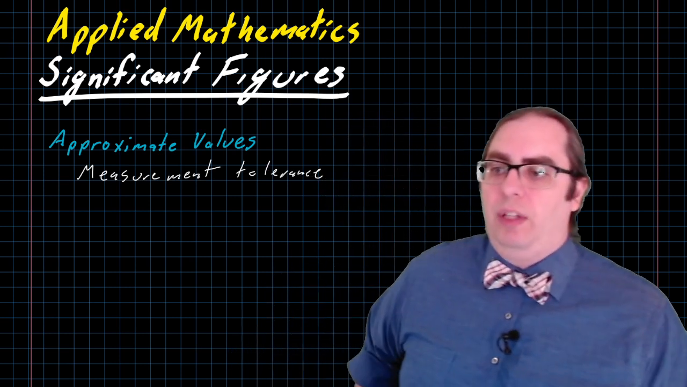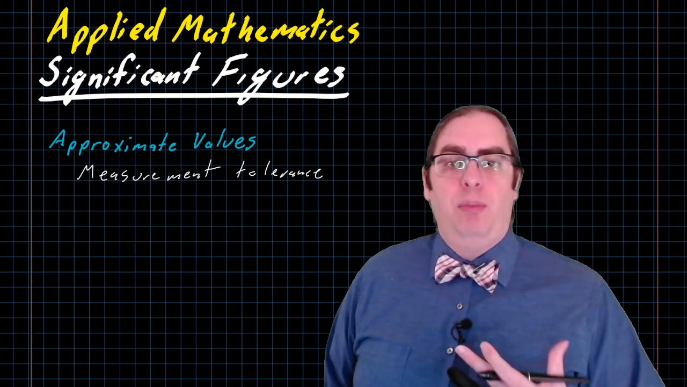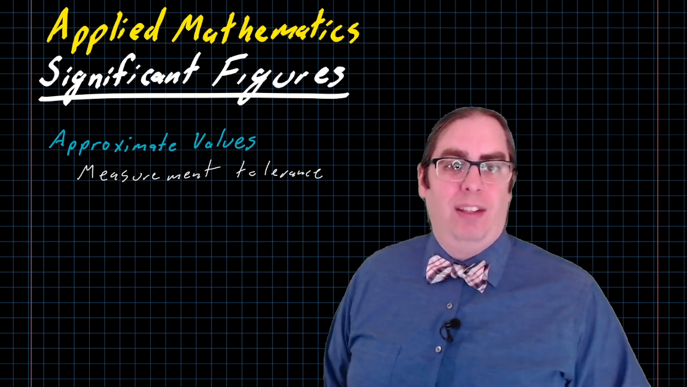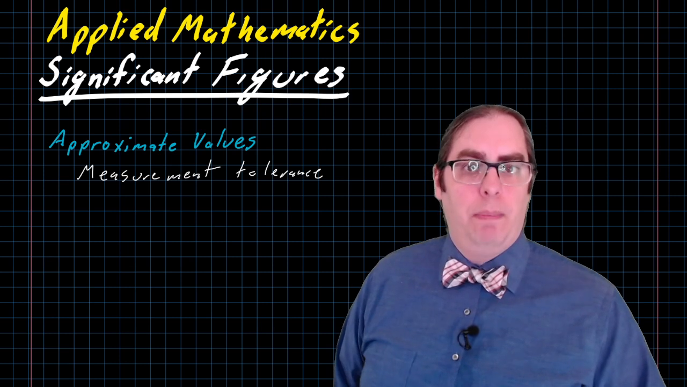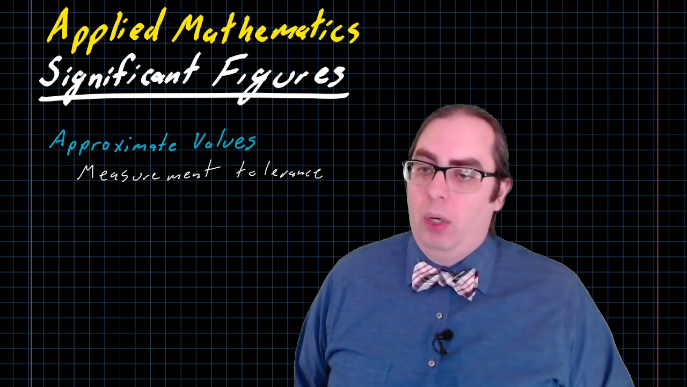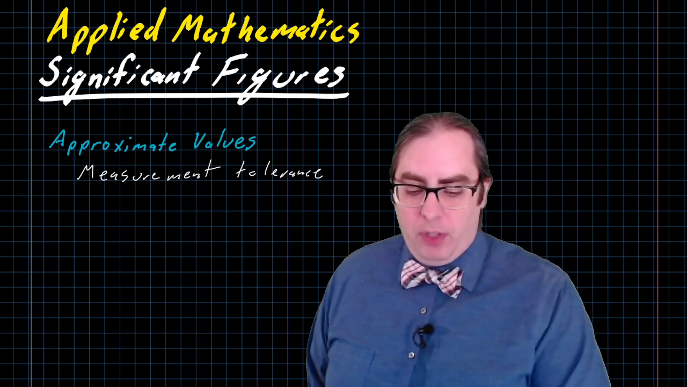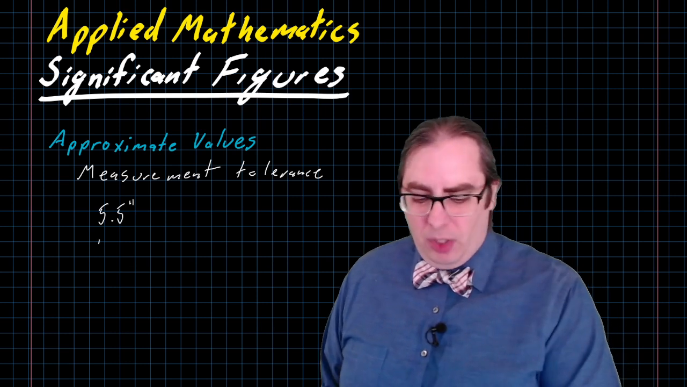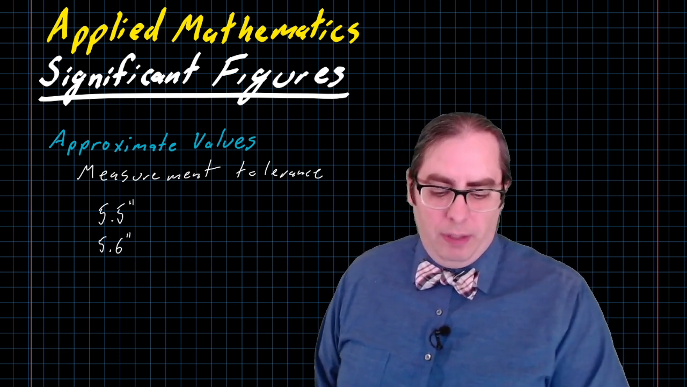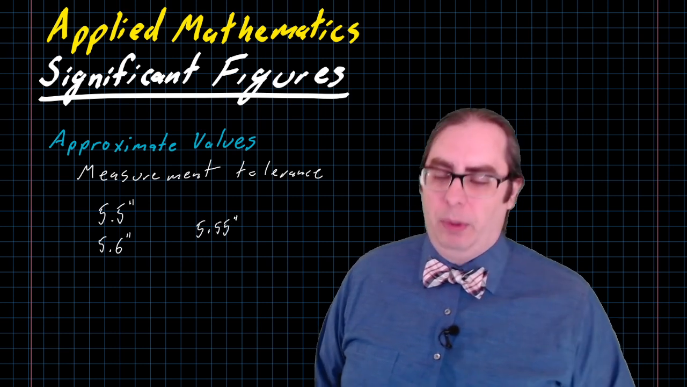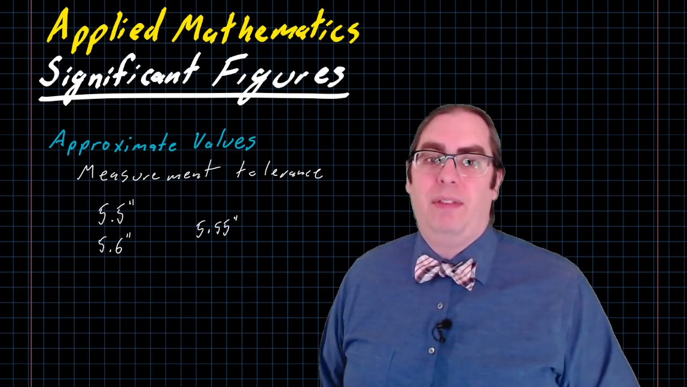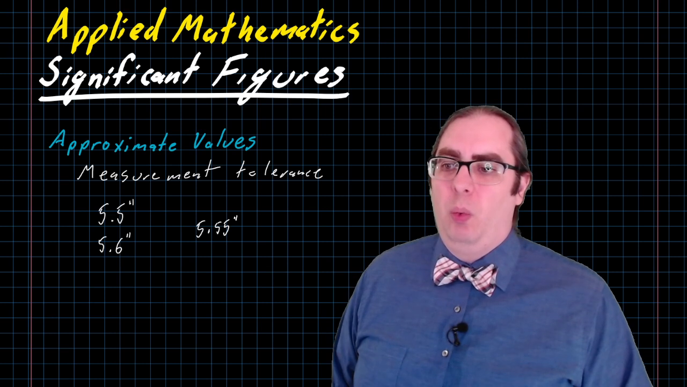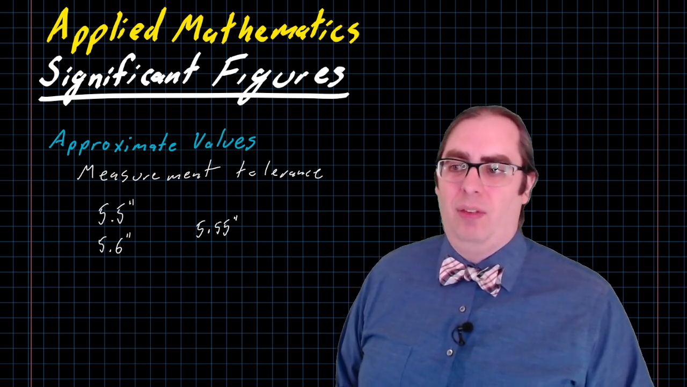So one of the key reasons that we work with approximate values is because every measurement has some tolerance. The measuring tool gives a limit to how precisely you can measure something. Our pen here, well, we might have called it 5.5 inches. We might have called it 5.6 inches. We might have called it 5.55 inches, somewhere in between the two. We might have called it 5.56 inches. There's a lot of places that we can go with what this measurement actually is.